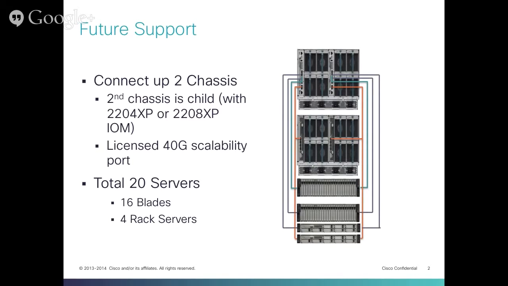So with the second chassis on the Mini, you need to use your standard 2200, 2204s, and 2208 IOMs. These IOMs act basically as a child to the FI 6324 that you connect to your parent. Okay, so where you connect the second chassis again is off of those QSFP 4x10 gig breakout cables, which I highlighted with the orange cables, with the orange line here.